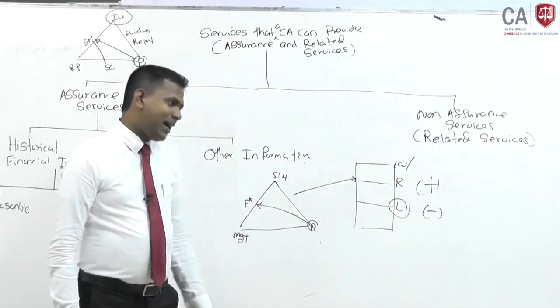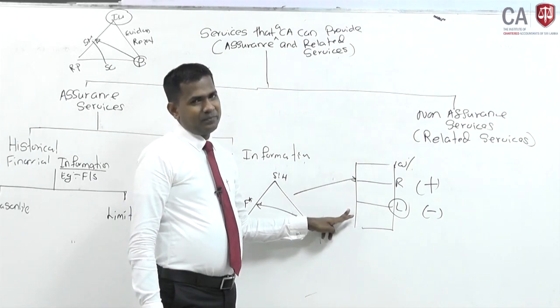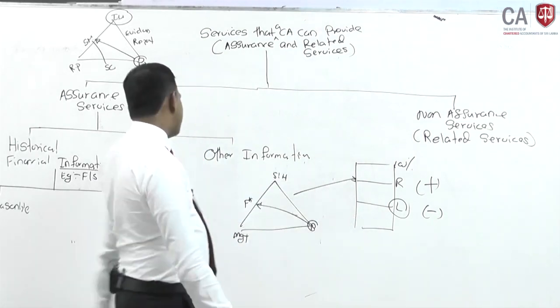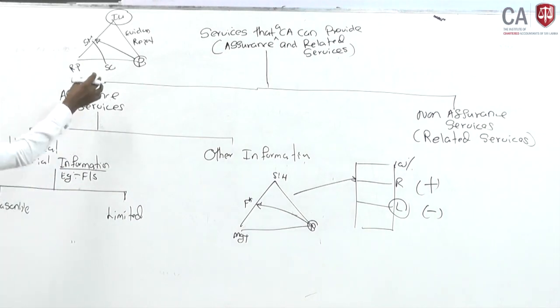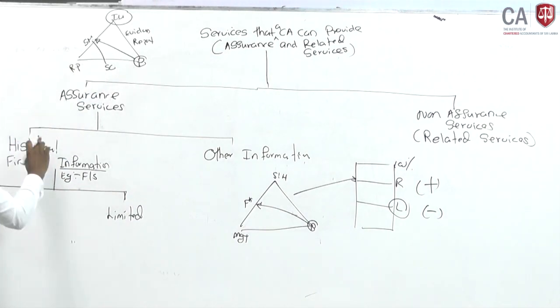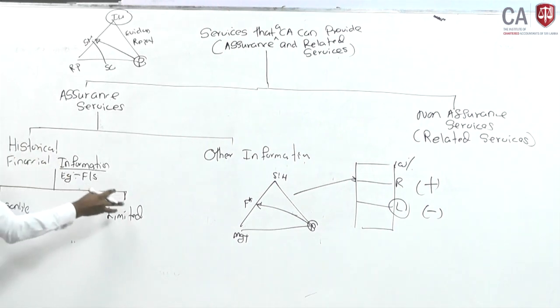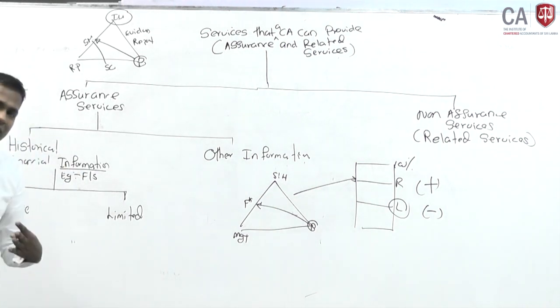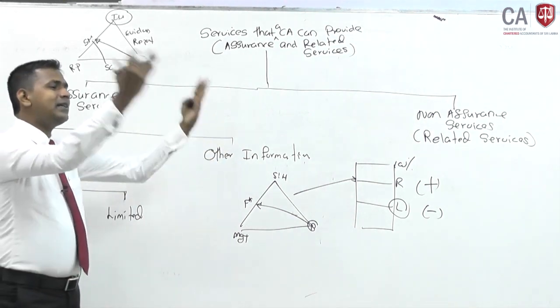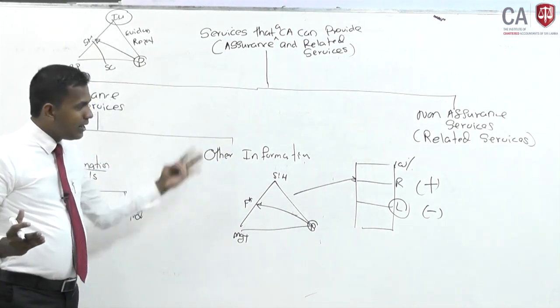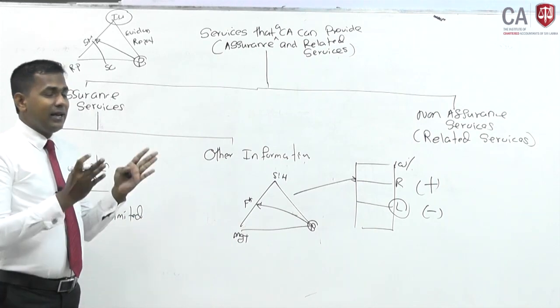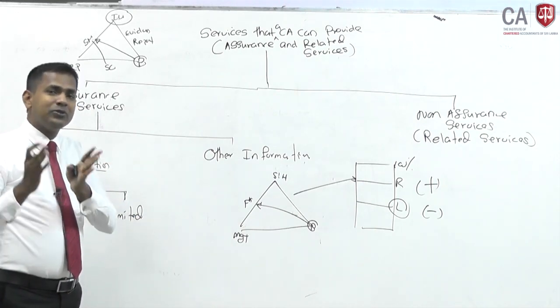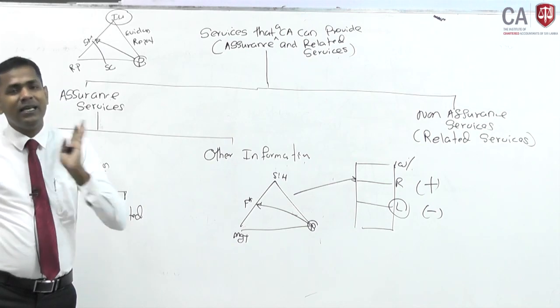It could be there. That is why it is a lower level of assurance. A similar concept is applicable here. When the practitioner checks the historical financial information, they can give either reasonable assurance or limited assurance. Reasonable assurance means we positively say the subject matter does not contain material misstatement. Limited assurance means nothing has come to our attention to state that the subject matter is materially misstated.